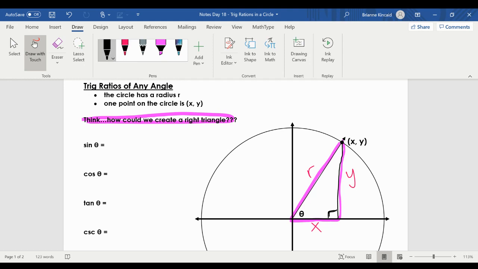Now here's my theta. I'm going to label my sides. So across from my 90-degree angle is my hypotenuse. Y is across from theta, so this side is my opposite. And then next to my theta, x is the adjacent. And I can fill in my trig functions using these r, y, and x.